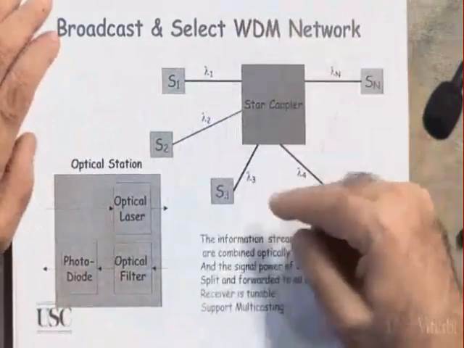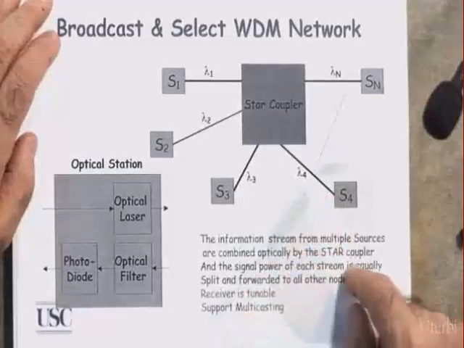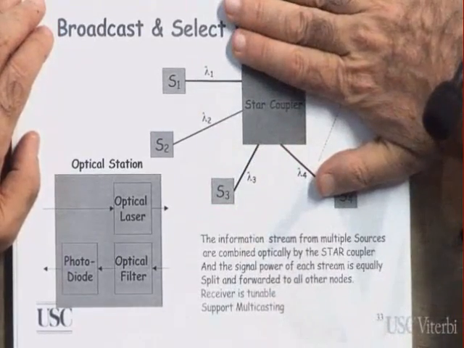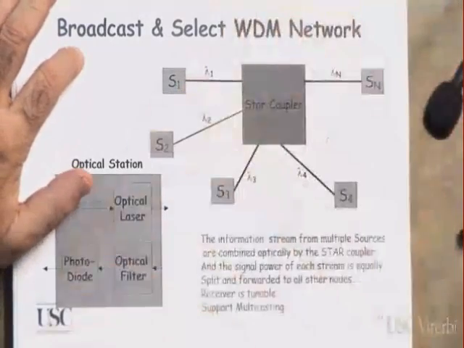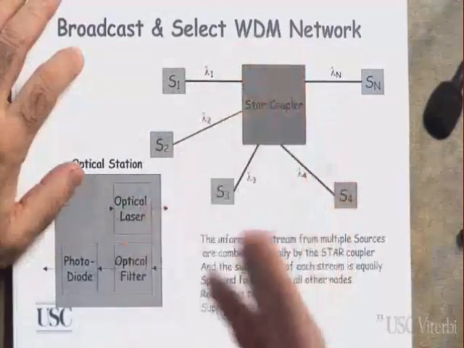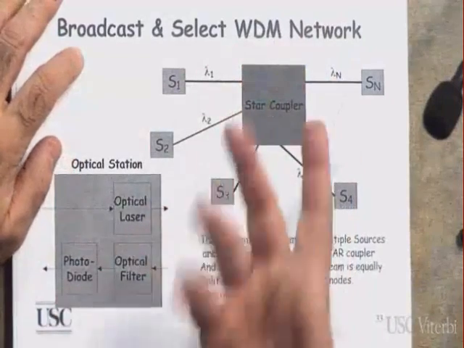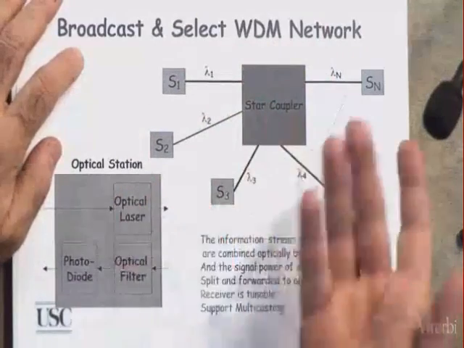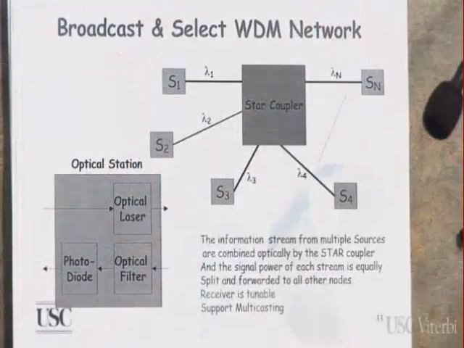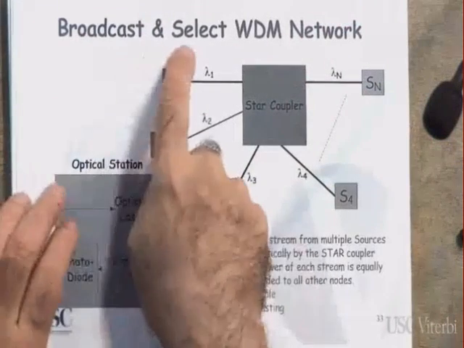Before we see what the problem is here, do you understand what broadcast and select means? Who is broadcasting? Is this one broadcasting? This one is not broadcasting. The star coupler is broadcasting. The star coupler is combining all of these wavelengths, and then it is broadcasting to all. And who is selecting?